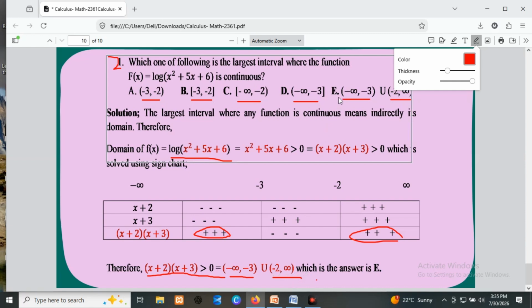So if someone asks you for the largest interval, you have to check indirectly: you find the domain of the function. Both of these examples are somewhat special examples where we differentiate the interval at which the given function is continuous.